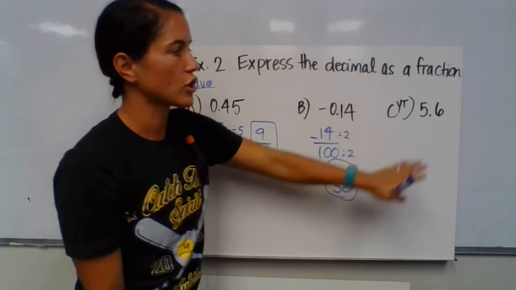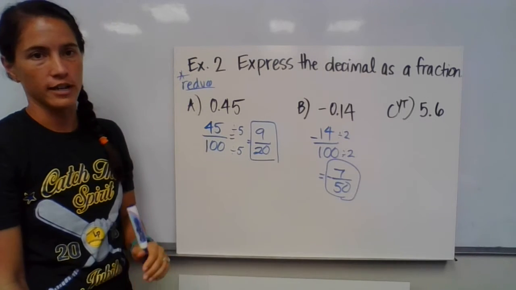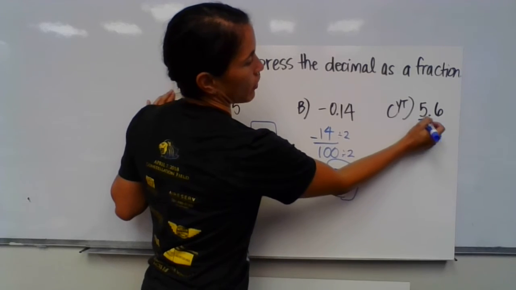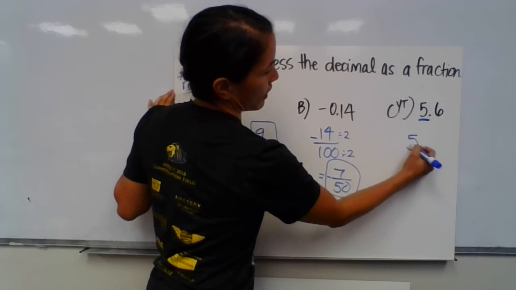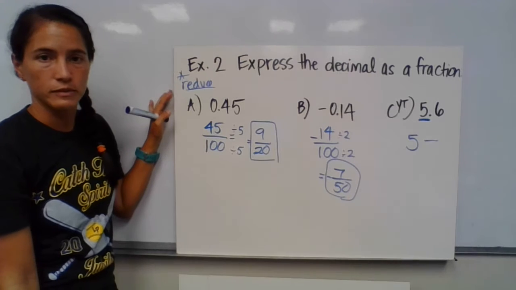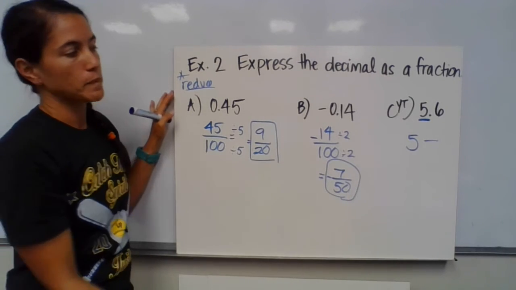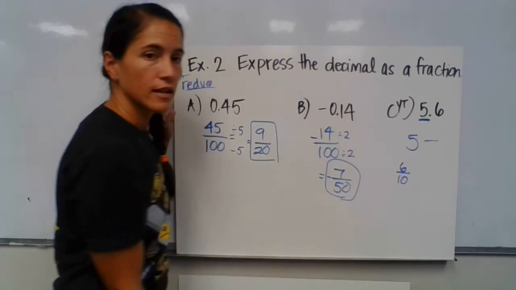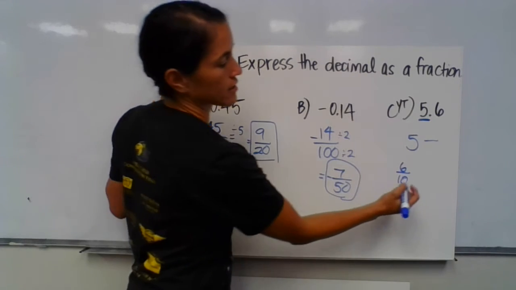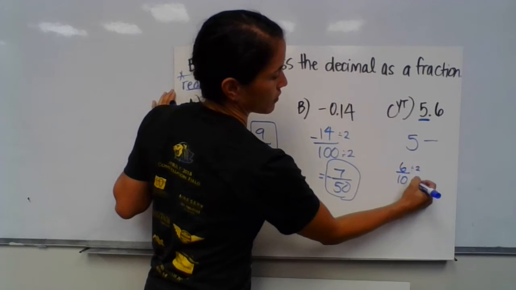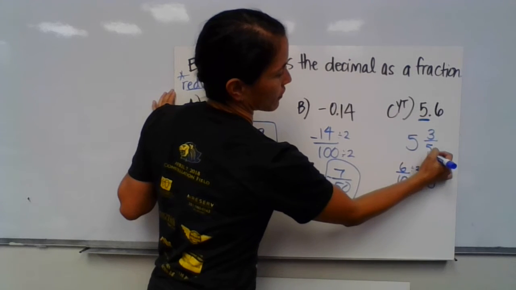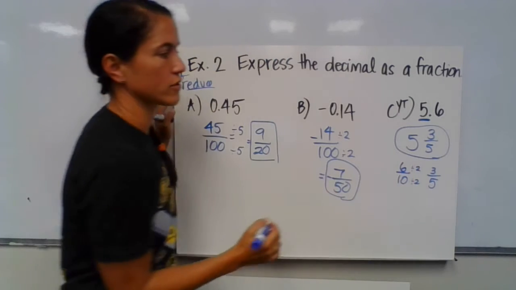All right, this last one, you try C. Pause it. I want you to try it. All right, because you have a whole number, you know that you're going to have a mixed number as your answer. And then the 0.6 is 6/10. So reduce 6/10, divide them both by 2, and you get 3/5. So 5 3/5 is your final answer.